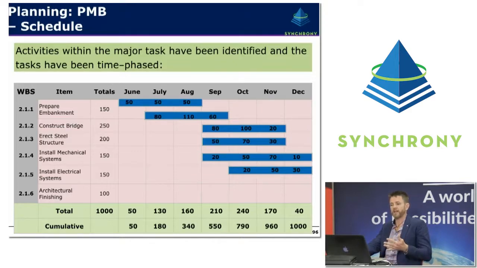For the next step, we can then apply the budget into those time phased elements. So by spreading the budget of 150 units, for example, for preparing the embankment, in this example we've put a linear spread across June, July and August, representing the time phased resources for that particular WBS element. And then totaling that down the bottom, you can see we effectively come up with a control account plan or a mini performance measurement baseline for the overall resources on the project.